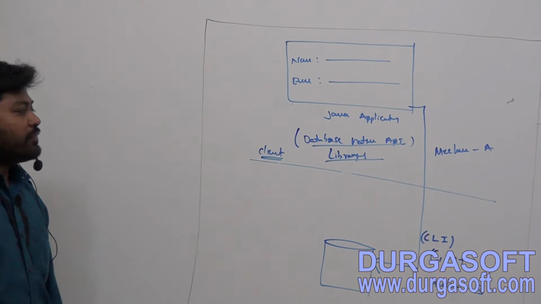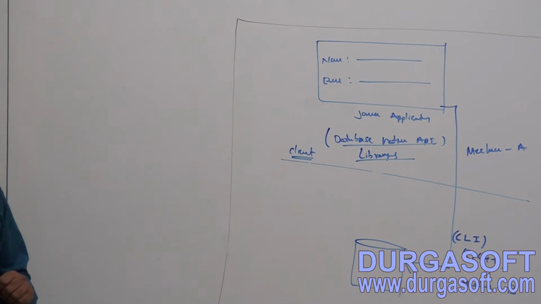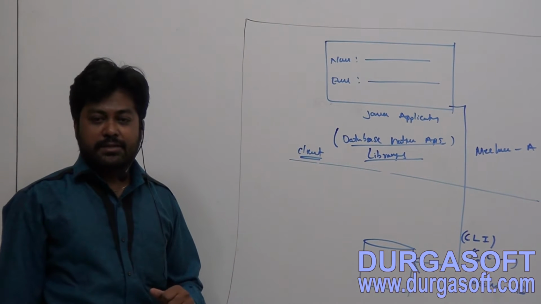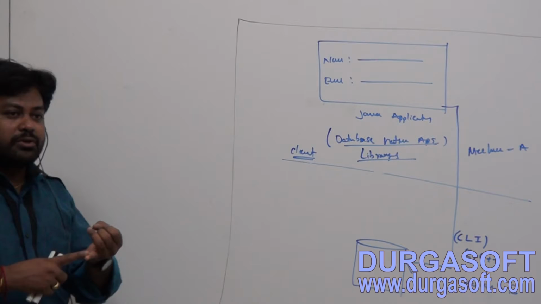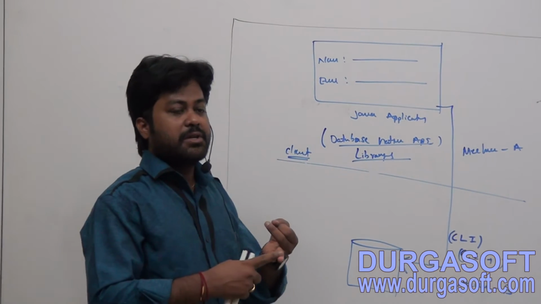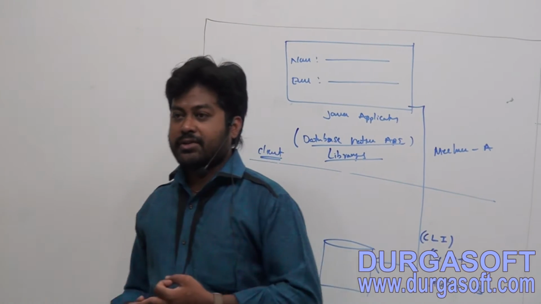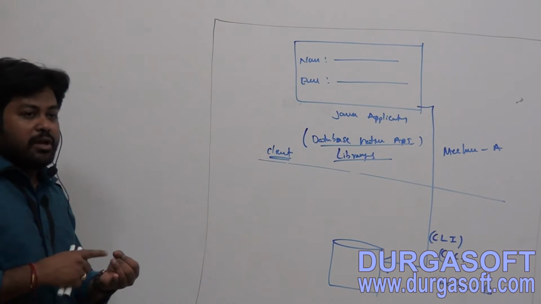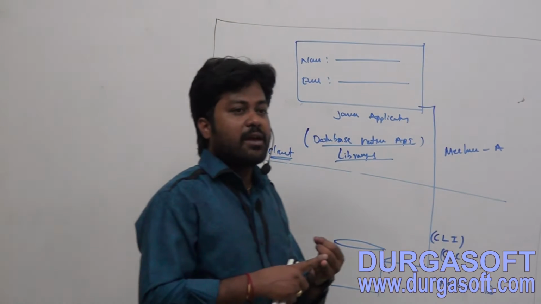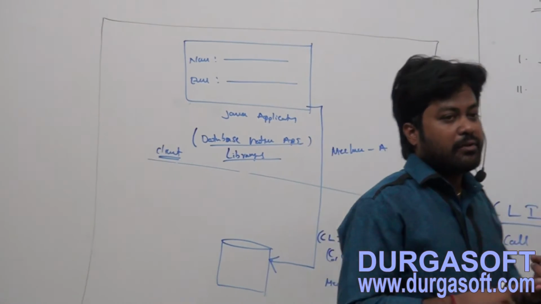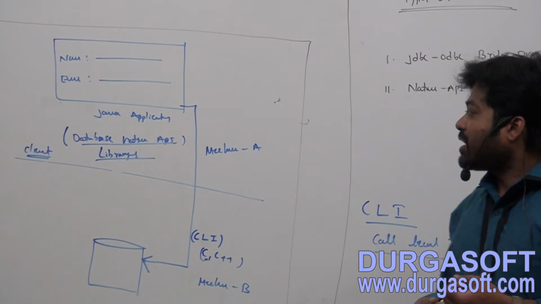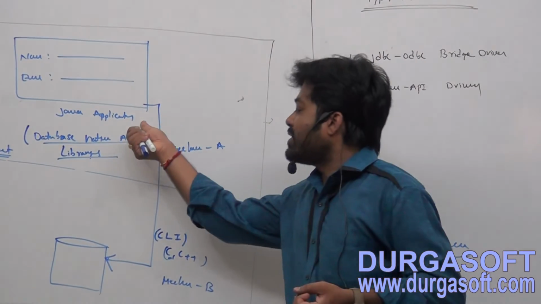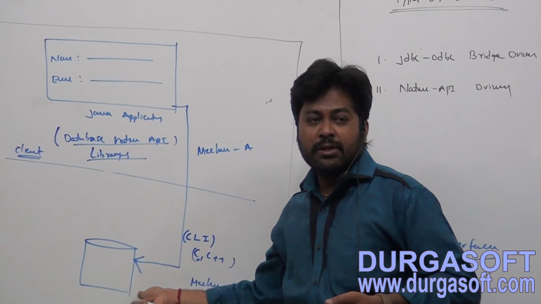Okay, in case of type 2 driver, it will happen. We know about type 1 driver. In case of type 1 driver, the application needs to talk with ODBC, then ODBC needs to talk with your database application. ODBC will behave like a mediator between the database and your Java application. But coming to this type 2 driver, directly your Java application can talk with the database.